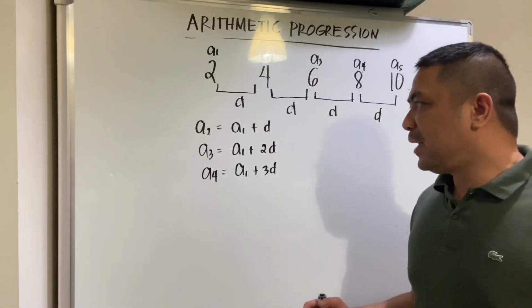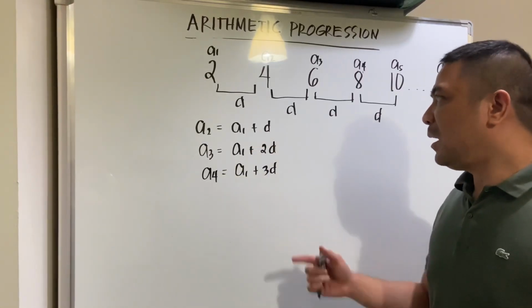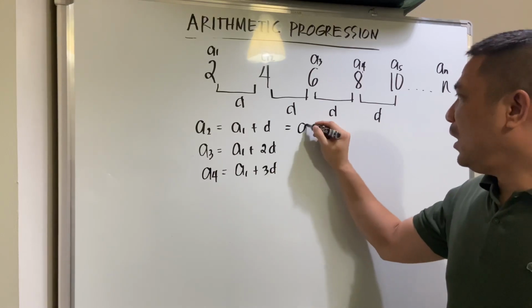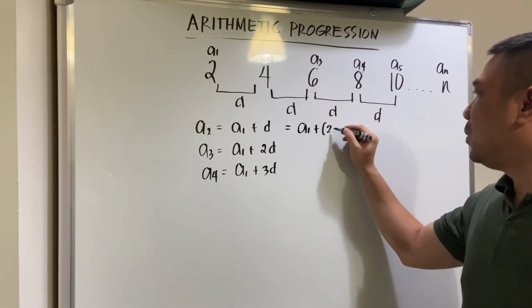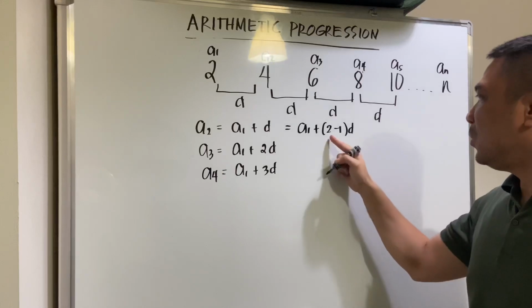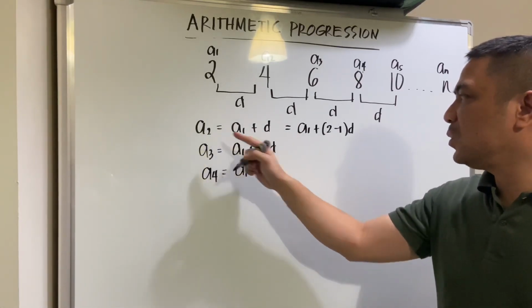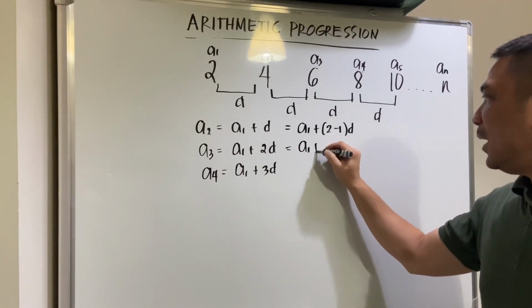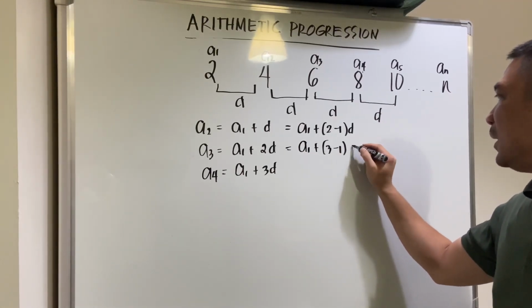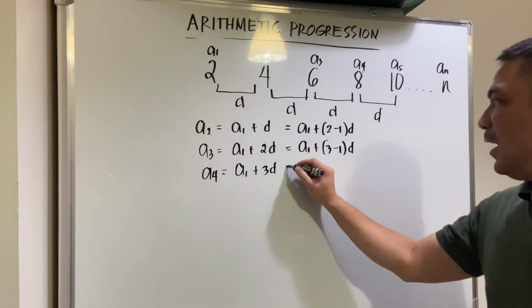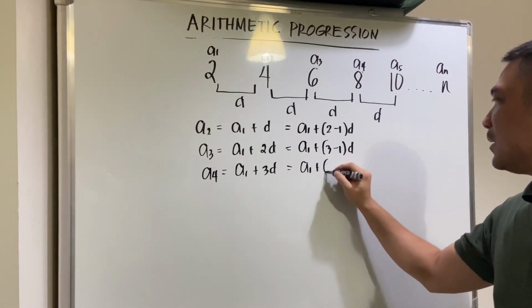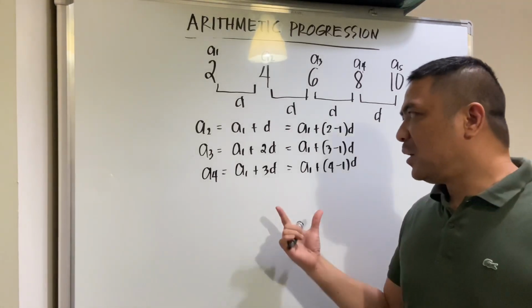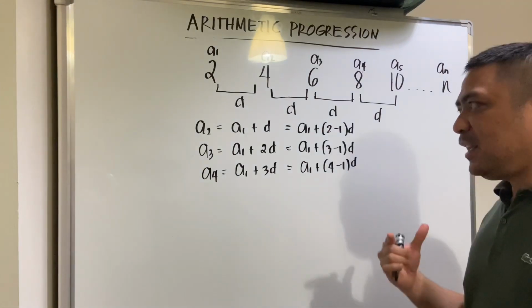Also, if I want to express this formula in terms of the number of terms and D, I could have it like A1 plus 2 minus 1 times D for A2, because the number of terms here is 2. Similarly, for A3, we can have A1 plus 3 minus 1 times D. And for A4, A1 plus 4 minus 1 times D. Now, why did I present this? Because I want you to see the pattern.